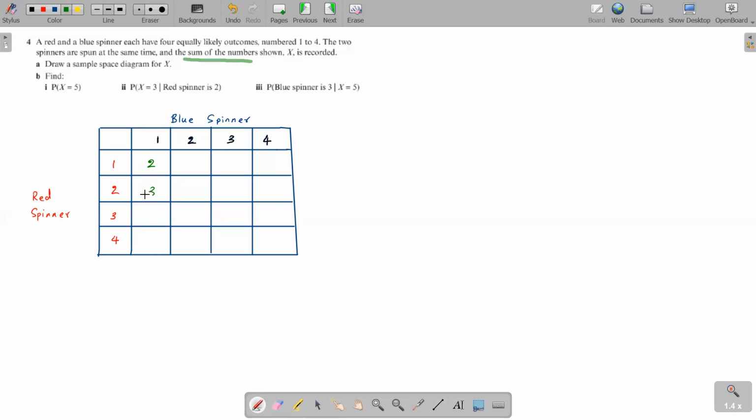Agreed. Here 2 plus 1, 3. Here 3 plus 1, 4. Here 4 plus 1, 5. This is 3, 4, 5, and 6. This is 4, 5, 6, 7. This is 5, 6, 7, and 8. Can you guys see?